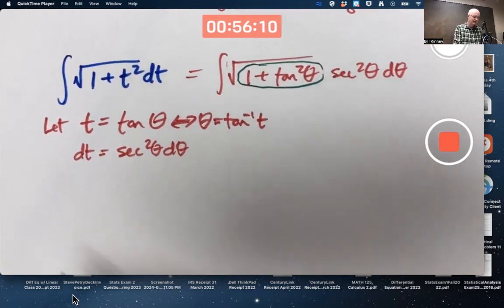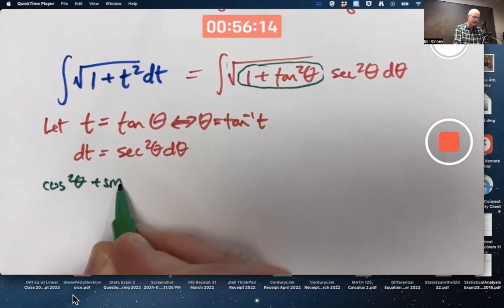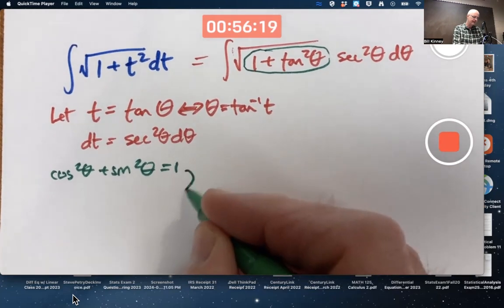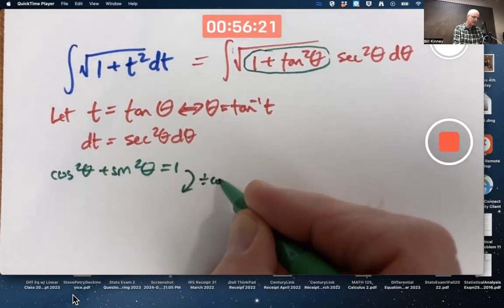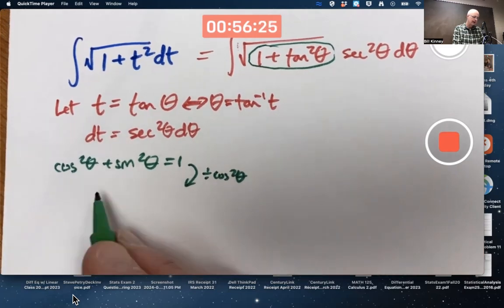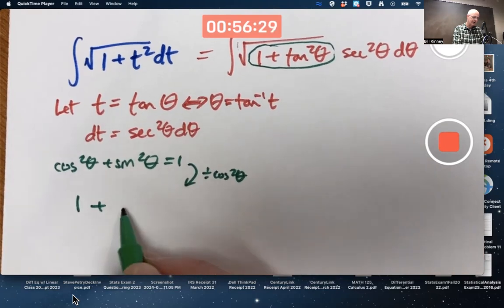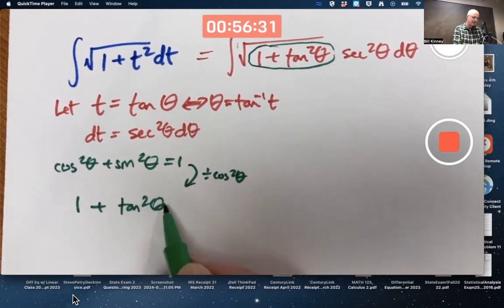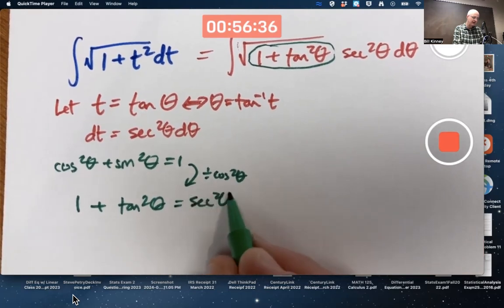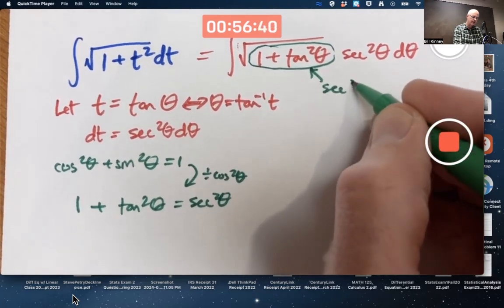Maybe you've forgotten it. Hopefully you remember that cos squared theta plus sine squared theta always equals 1. If I divide everything in that equation by cos squared theta, I get yet another identity. Cos squared theta divided by itself is 1. Sine squared theta divided by cos squared theta is tan squared theta. And 1 divided by cos squared theta is secant squared theta. In other words, this thing under the square root is secant squared theta.